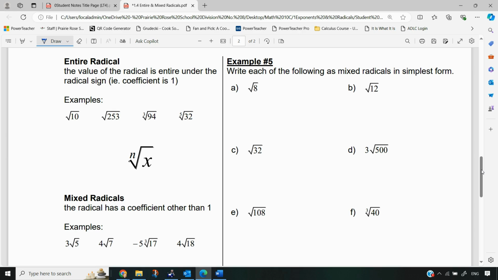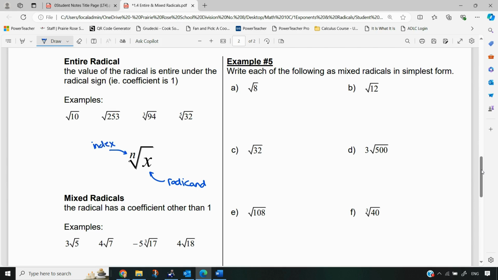If something is an entire radical, that means the value of the radical is entirely under the radical sign and it has a coefficient of 1. So that means there's nothing standing outside of the radical sign. Some examples: root 10, root 253, the cube root of 94, and the fifth root of 32. Once again, our x would be our radicand. We've got the root sign, and the n would be our index.